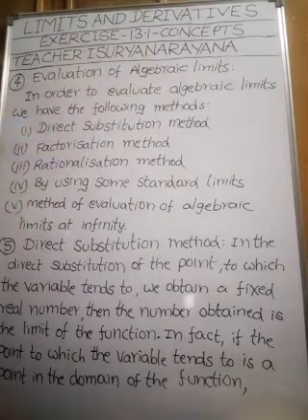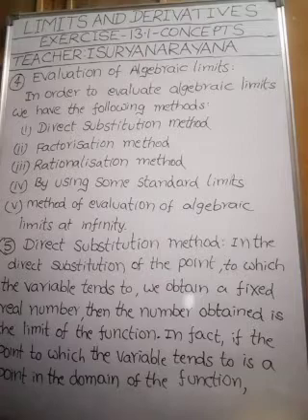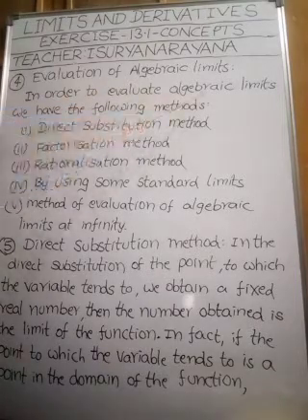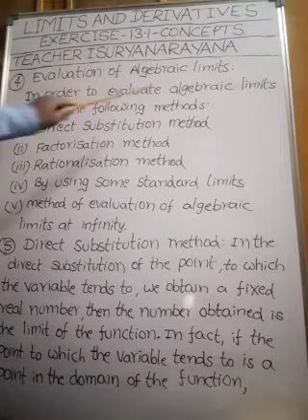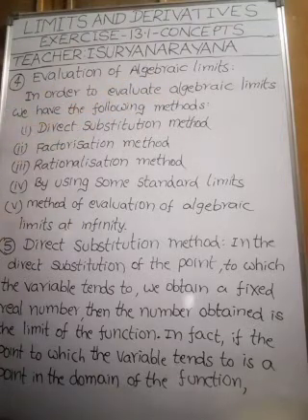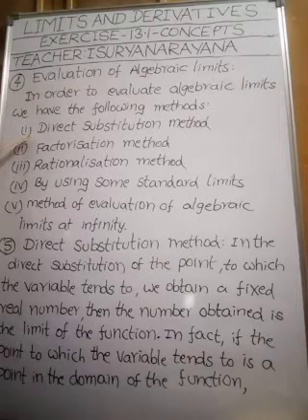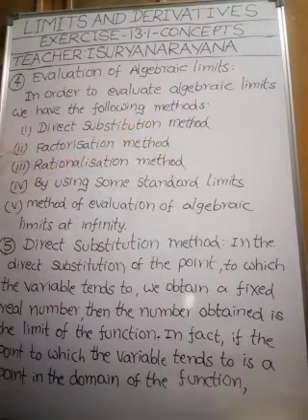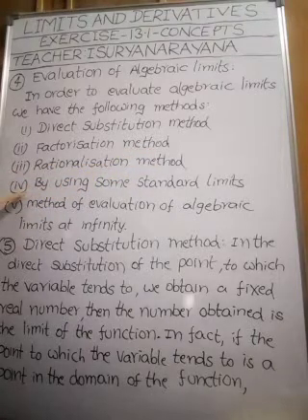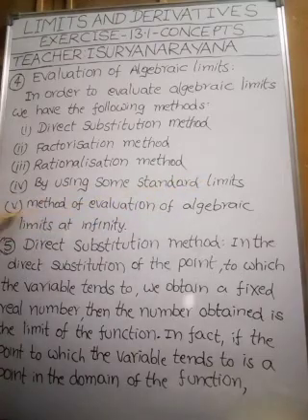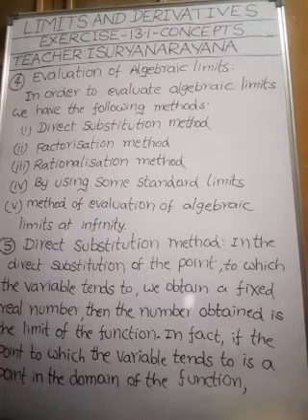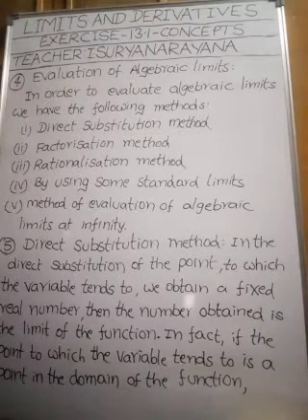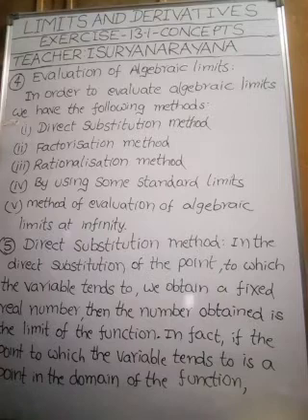Evaluation of algebraic limits. How to evaluate the algebraic limits? In order to evaluate algebraic limits, we have the following methods. When we are finding algebraic limits, we follow these methods. First and foremost is the direct substitution method, second is the factorization method, third is the rationalization method, fourth is by using some standard limits, and fifth is the evaluation of algebraic limits at infinity. We use any one of these 5 methods to find algebraic limits. Okay, my children, we discuss these points one by one.